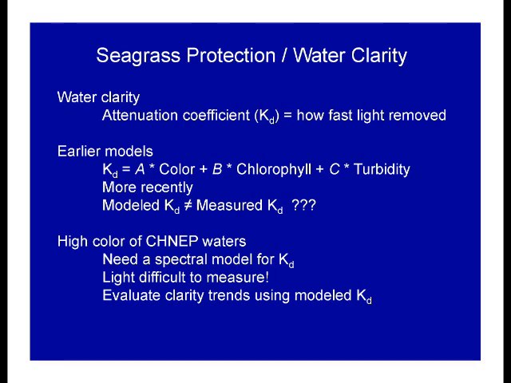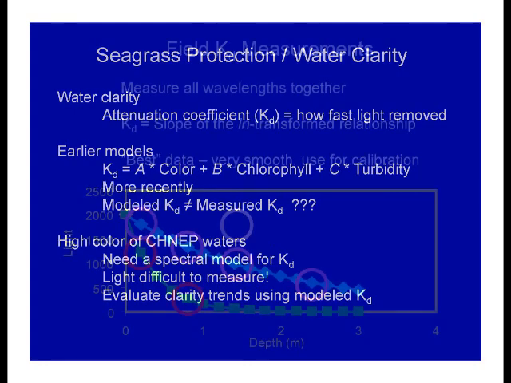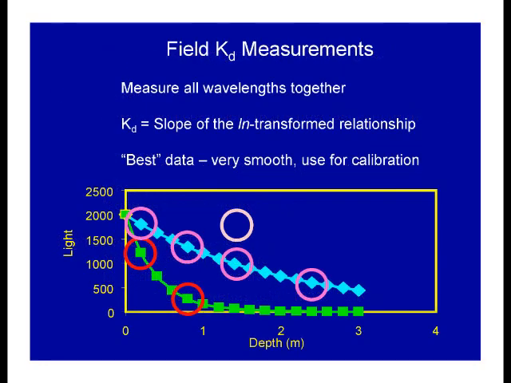We also began to realize that light is just darn hard to measure while we're out in the field. So we also realized that if we were able to model attenuation coefficients, or KD, as a function of these different water quality parameters, we could still measure trends in water clarity over time using the modeled KD. I skipped over that first point: the attenuation coefficient, KD, is a measure of how fast light is removed within the water column. It is one of these backwards parameters where a big number is bad, because a big number means the light is absorbed very quickly within the water column.